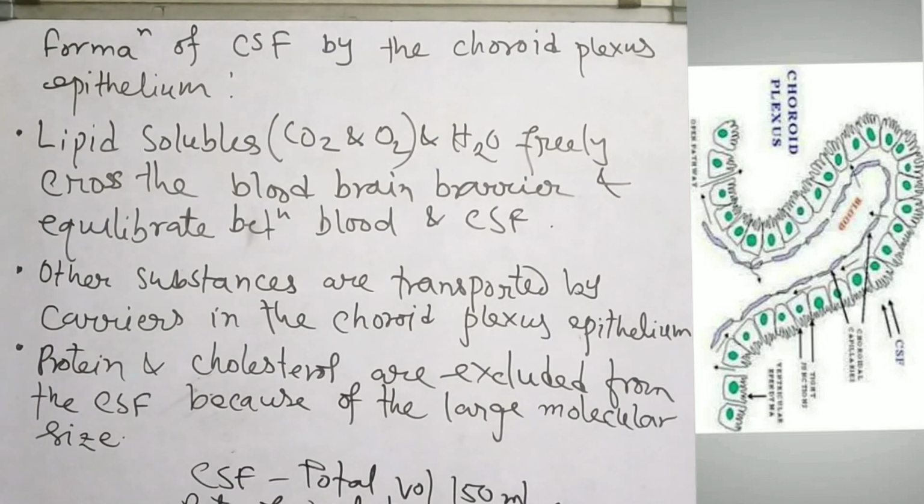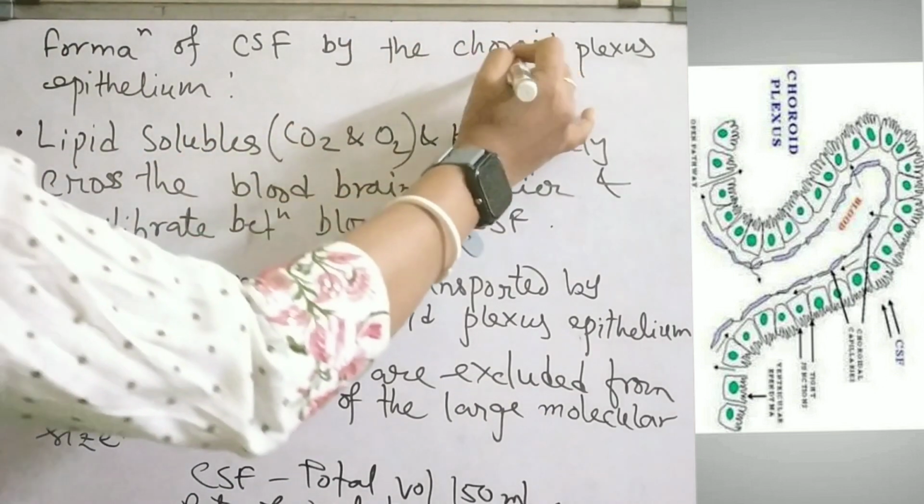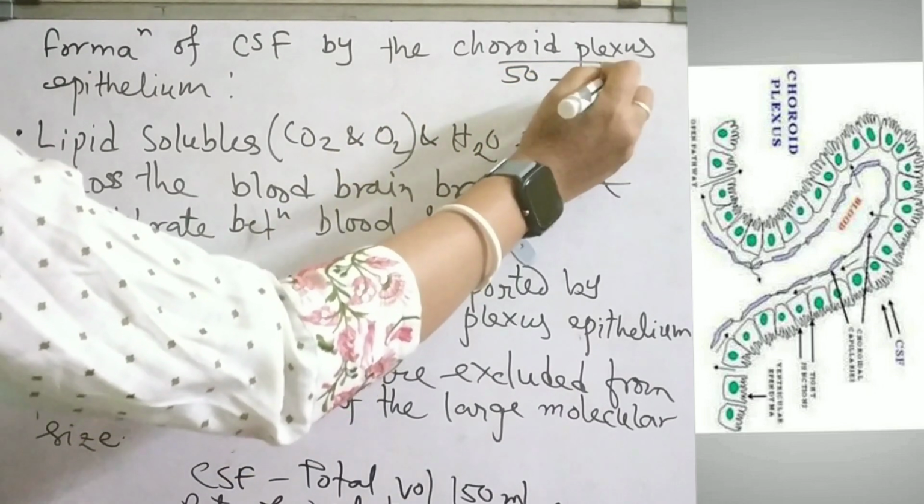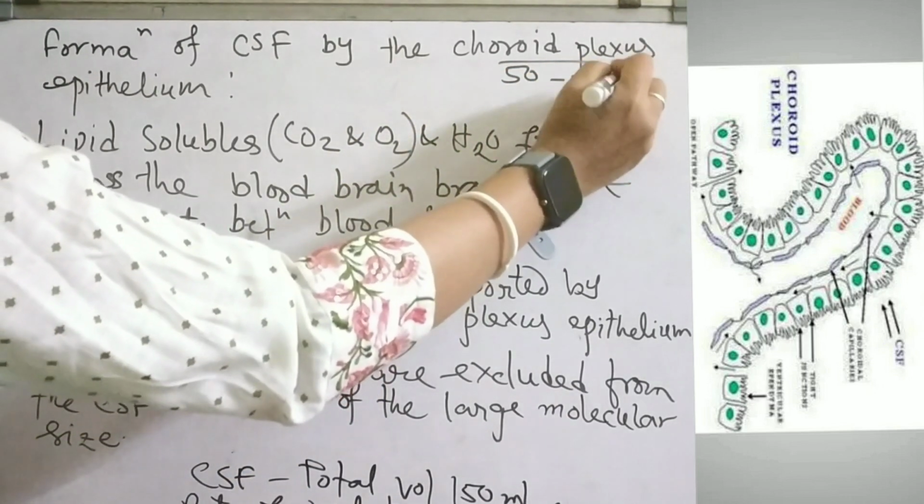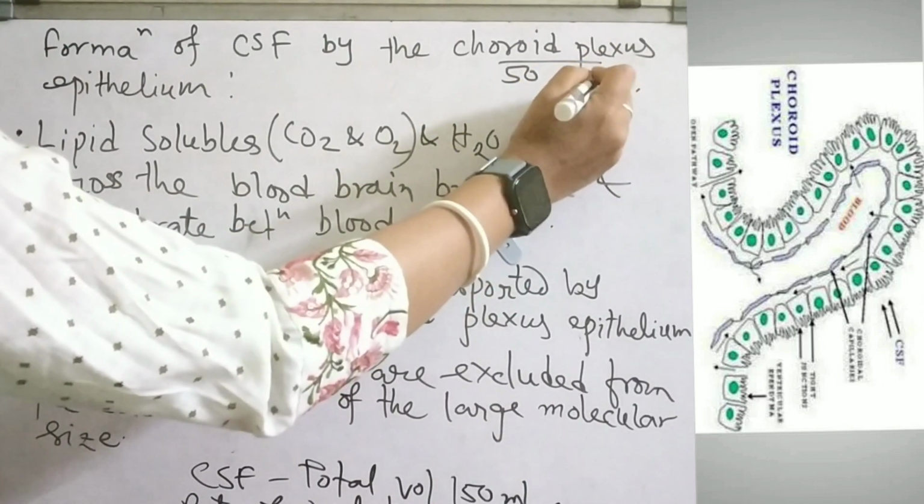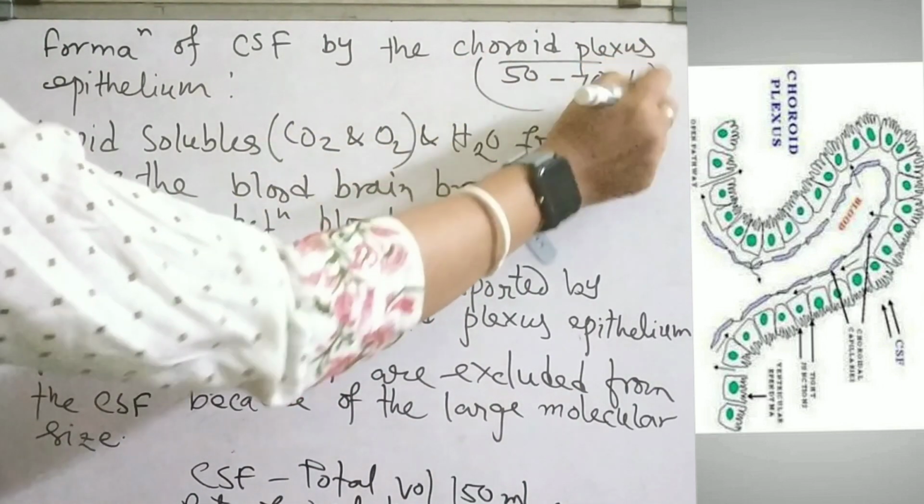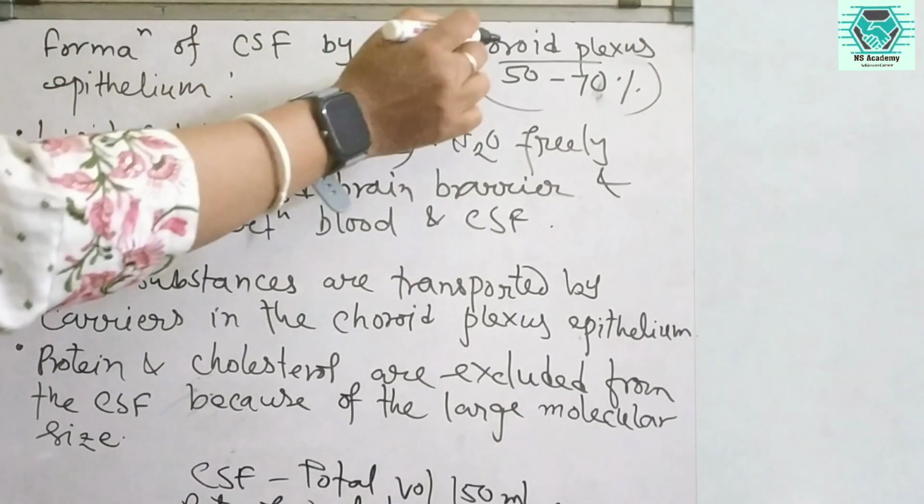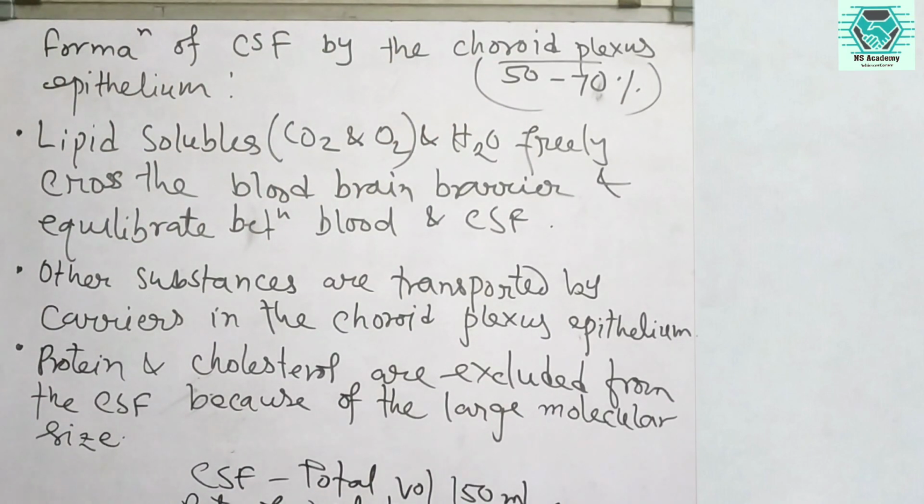And this choroid plexus is responsible for 50 to 70% of the formation of CSF. So this is the site by which the choroid plexus, where from the 50 to 70% CSF is formed, and some around blood vessels and along the ventricular walls.